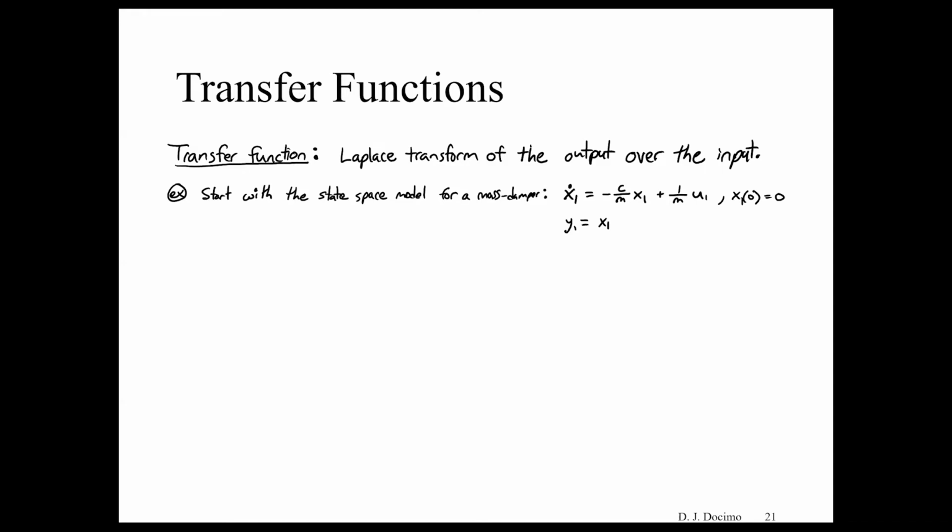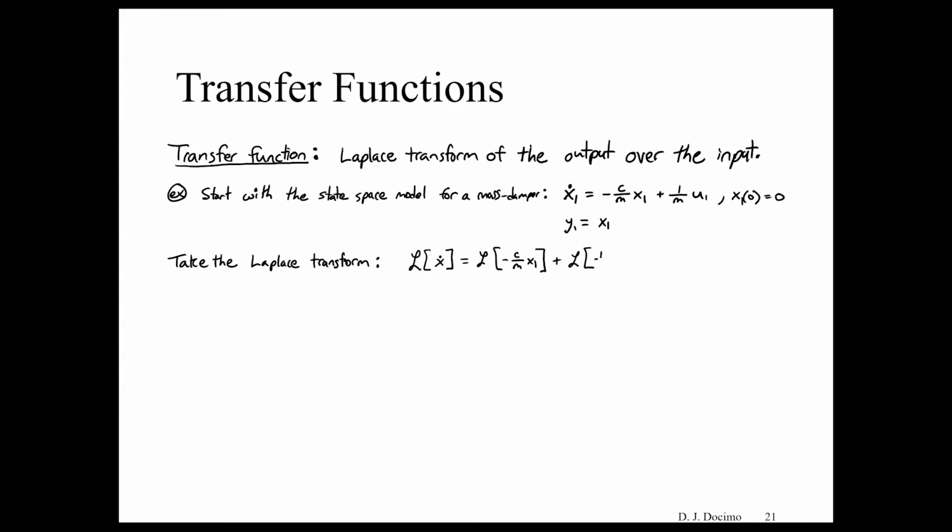x1 is going to be our velocity. So x1 dot is equal to negative c over m times x1 plus 1 over m times u1, where u1 is going to be our input, which is a force in this case. Then we have our initial condition for x1, which is 0. And we have an output y1, which is x1. So we're trying to measure or pay attention to what our velocity is.